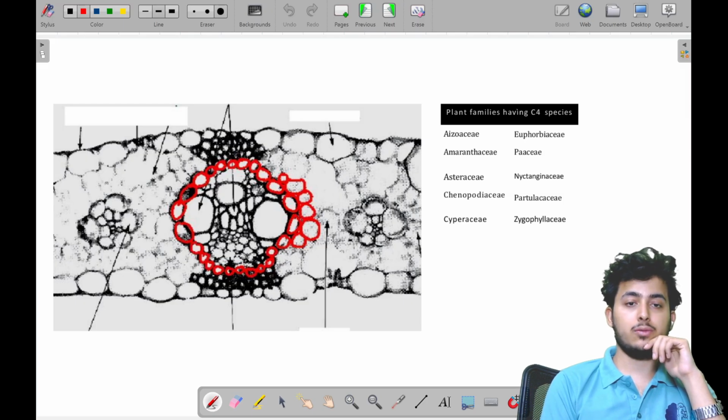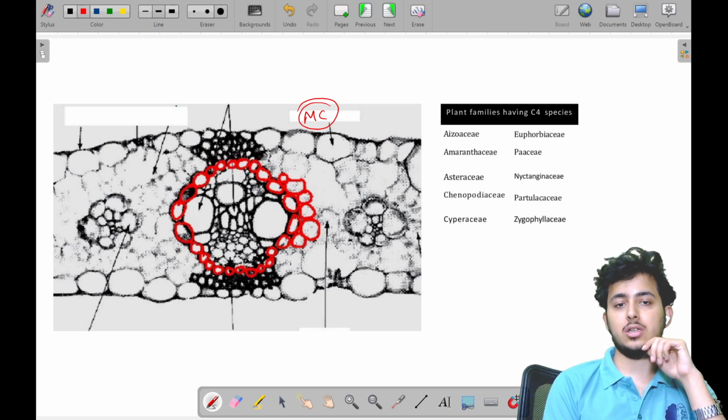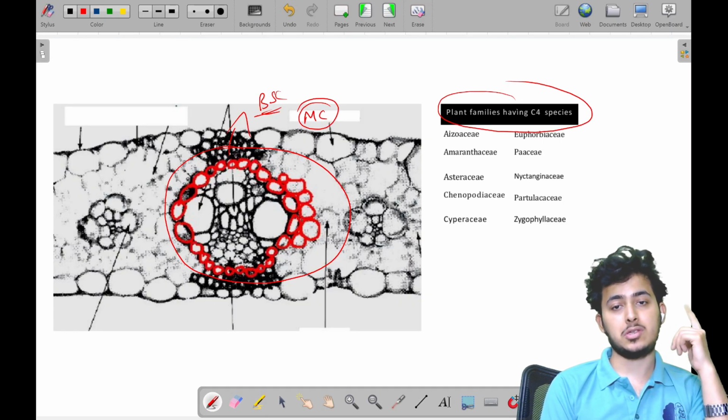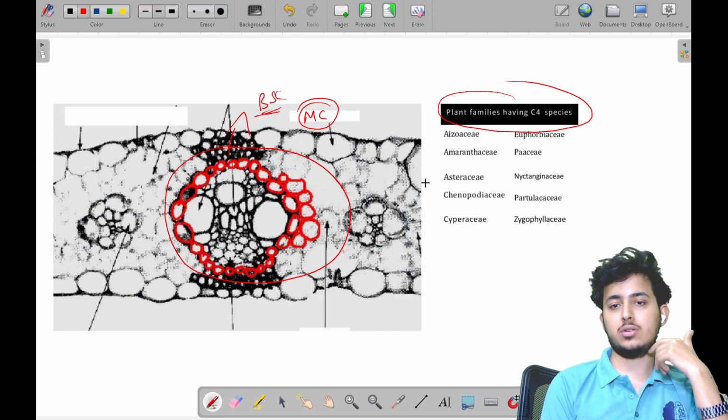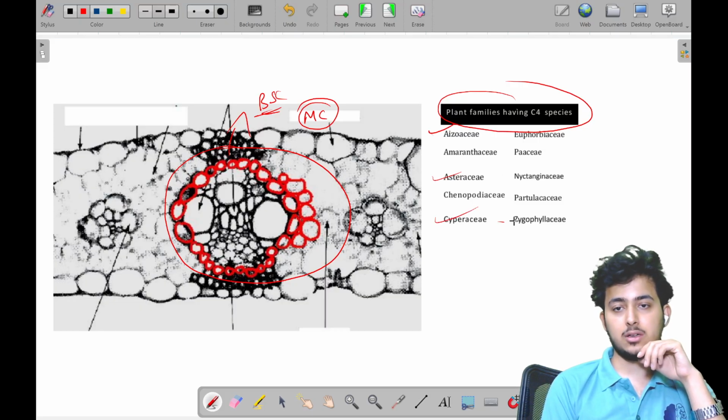And this is a diagrammatic representation of the Kranz anatomy. You can see that these cells are your mesophyll cells, and then this ring-like arrangement is your bundle sheath cells. And for plant families having C4 species, you can learn the families if you are giving CUET PG Botany, because that is something that can be asked. So I have named them, Asteraceae and all those kinds of families are there. You can simply remember it. Okay.